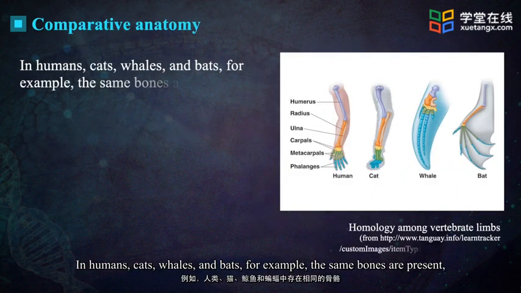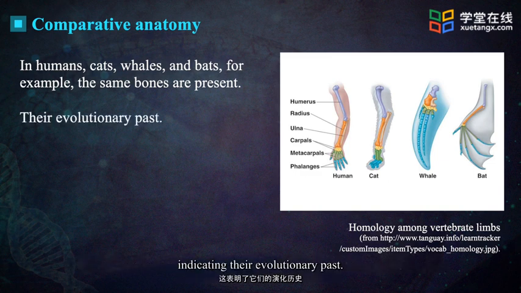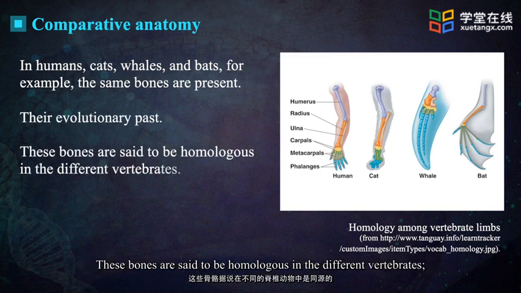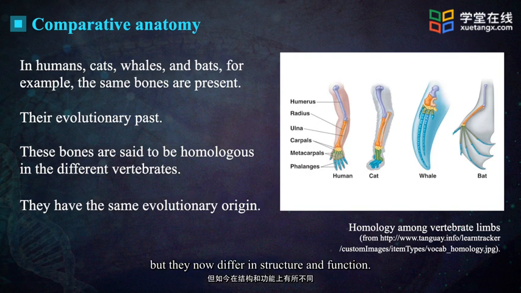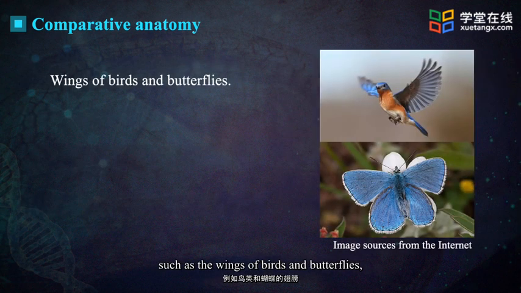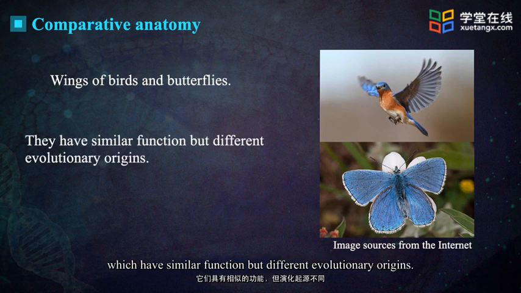In humans, cats, whales, and bats, for example, the same bones are present, indicating their evolutionary past. These bones are said to be homologous in the different vertebrates. That is, they have the same evolutionary origin, but they now differ in structure and function. They are contrasted with analogous structures, such as the wings of birds and butterflies, which have similar function, but different evolutionary origins.